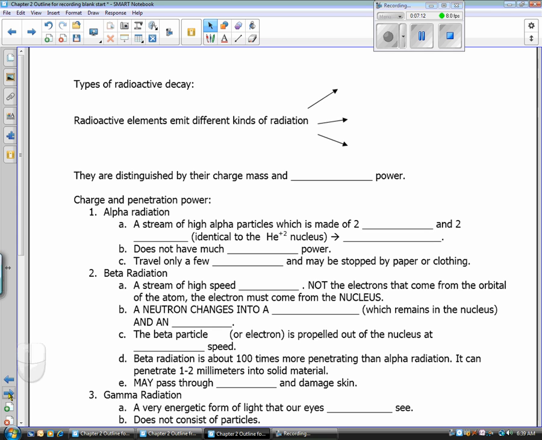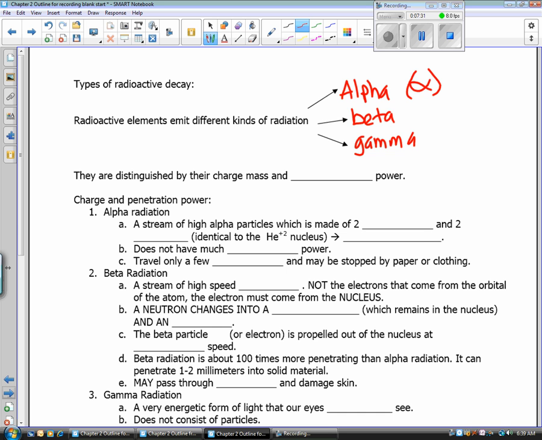So there are 3 types of radioactive decay. That's how decay happens, that's why, that's what's going on in the nucleus. So it's called a nuclear reaction. But these are the 3 types that we just talked about a little earlier. Remember, they were alpha, beta, and gamma. Remember, they were the alpha symbol, the beta symbol, and the gamma.